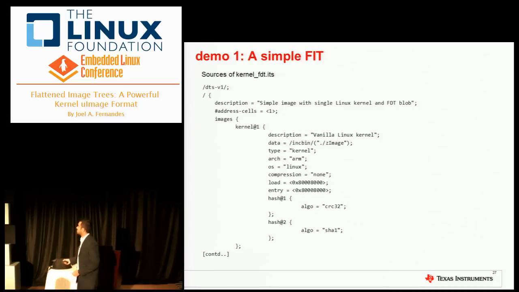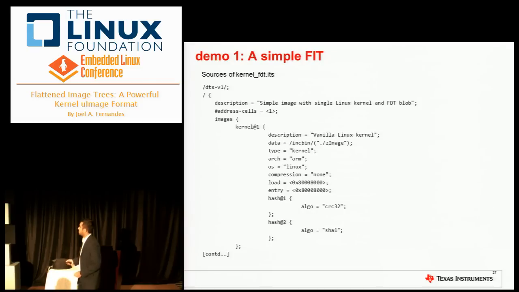So this is what the sources look like. Basically, you have a device tree source version you have to specify. This is for backward compatibility. And then you have the whole tree here. You describe the image, and this is the images node. You start with the images node, and then you have to put a kernel. You have this kernel node here that tells you what image you want to embed. Inside the kernel node, this actually gets converted to a binary property.